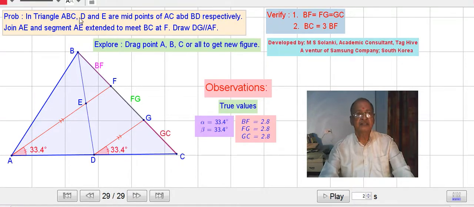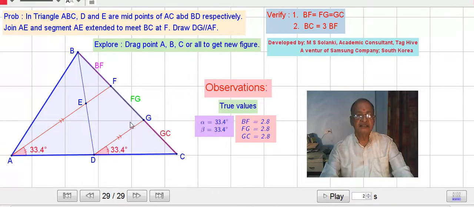In triangle ABC, D and E are midpoints of AC and BD respectively. Join AE, segment AE extended to meet BC at F.